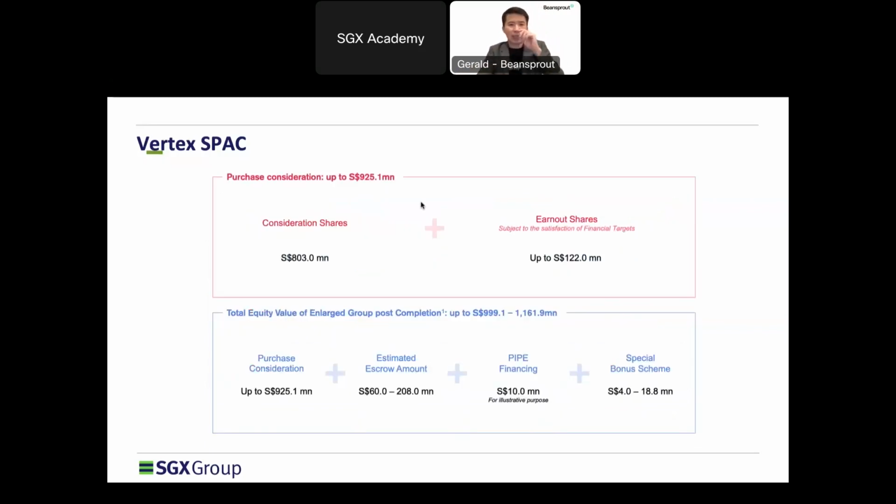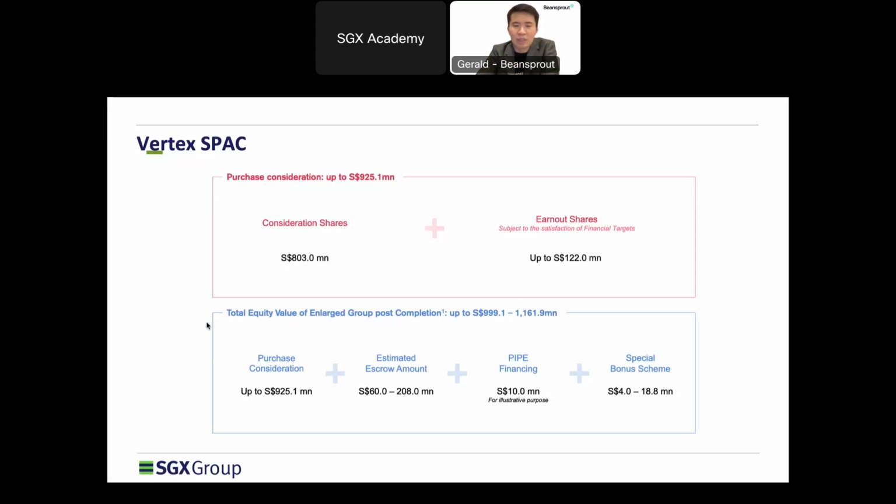In terms of how the business combination will work, the purchase consideration is for up to 925 million Singapore dollars. This effectively will put the total equity value of the enlarged group post completion at between 999 million and 1.16 billion. I mentioned that there are different shareholders that will come in.